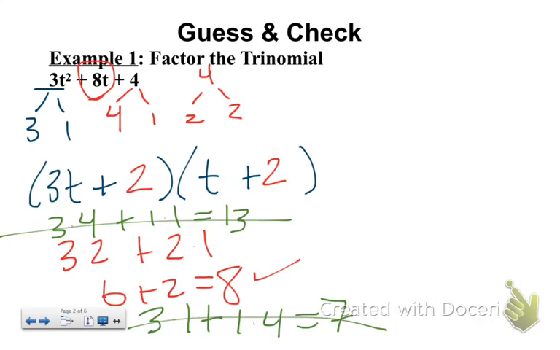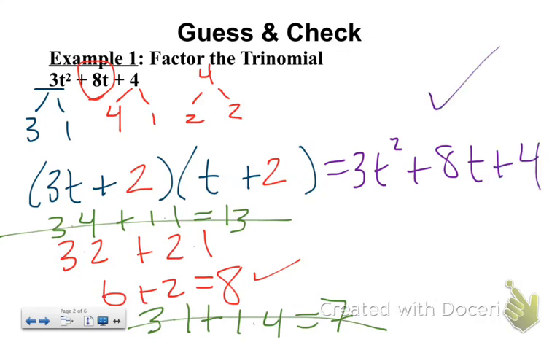But remember, I can always FOIL it back out to make sure, and I get 3t squared plus 2t plus 6t, which is 8t plus 4. So that's the first method.